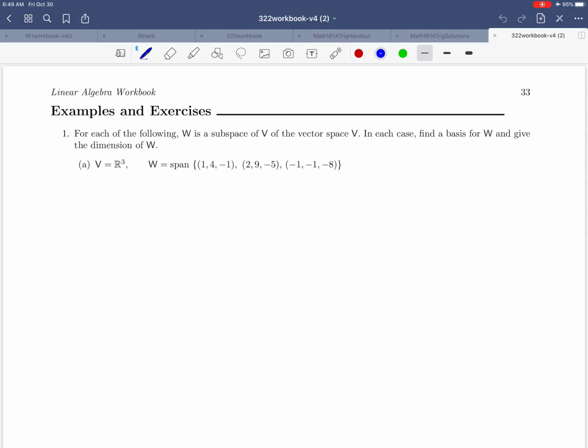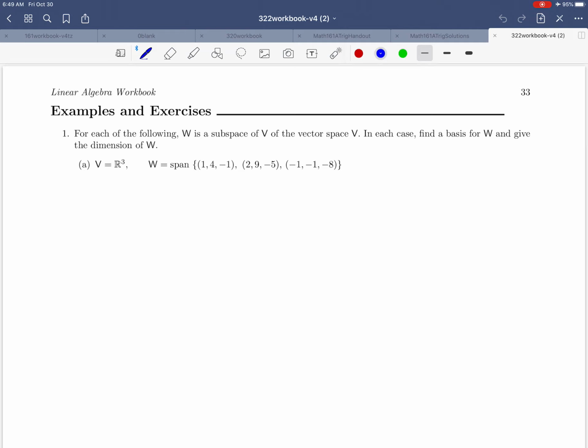Hello everybody, and welcome to exercise 1 on page 33 of the workbook. We're ready to now look at some examples of taking a vector space and trying to find a basis for it. And in these examples we're going to be making use of the general principle that we talked about back on page 29.